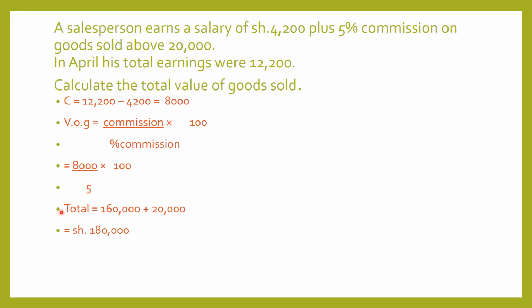So in total, the total value of goods sold is 160,000 plus 20,000. So don't forget this one. We are adding and we are not subtracting. So the total value of goods sold is 180,000.